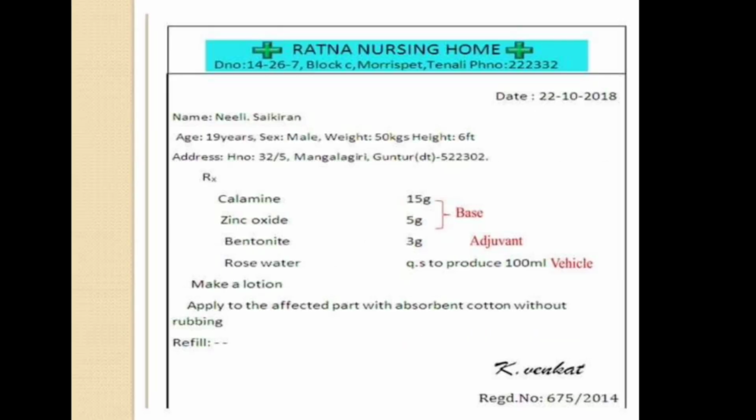This is a sample prescription. There are the Ratna Nursing Home and its address, the patient's name and age, and the prescription Rx. Ingredients like calamine, zinc oxide, bentonite, and rose water make a lotion. Apply to the affected part with absorbent cotton without rubbing.